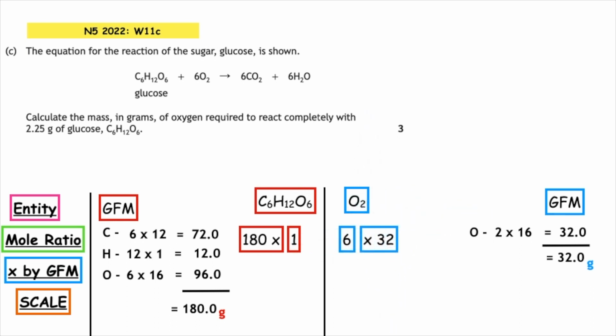We then multiply those out, so 180 times 1 gives us 180 grams, and 6 times 32 gives us 192 grams. That will get you your second mark.